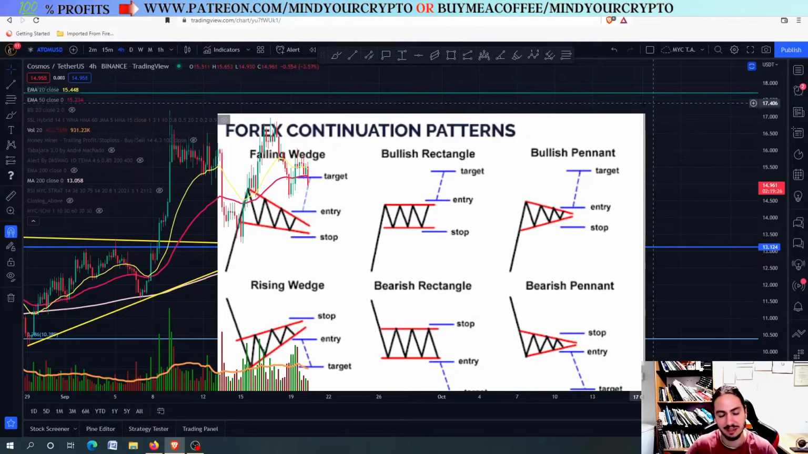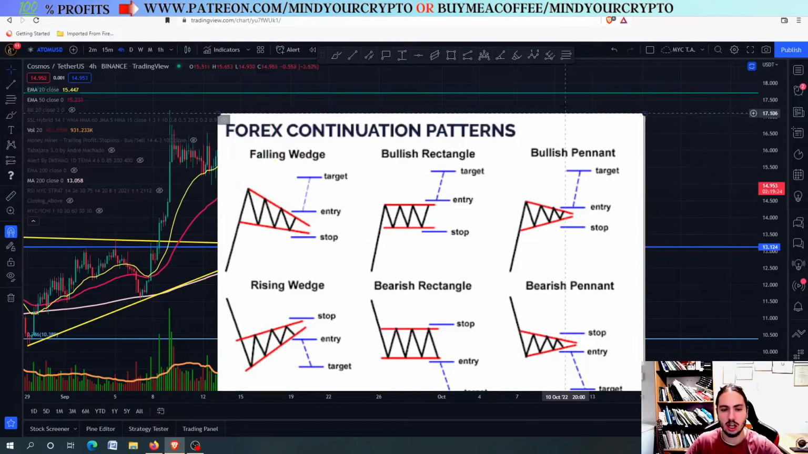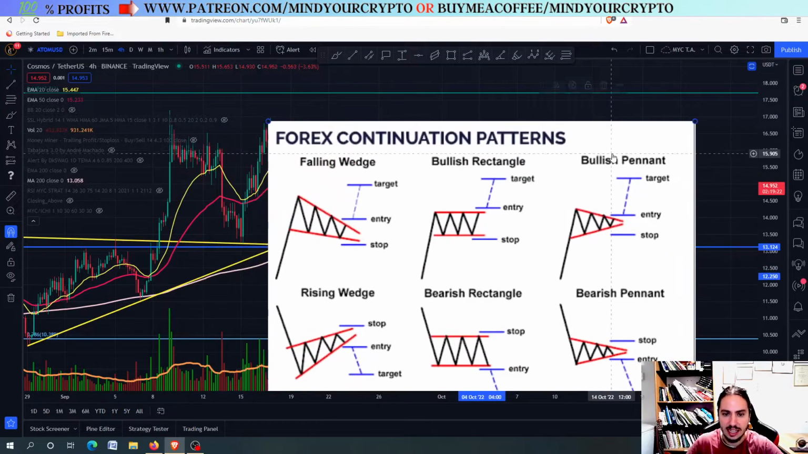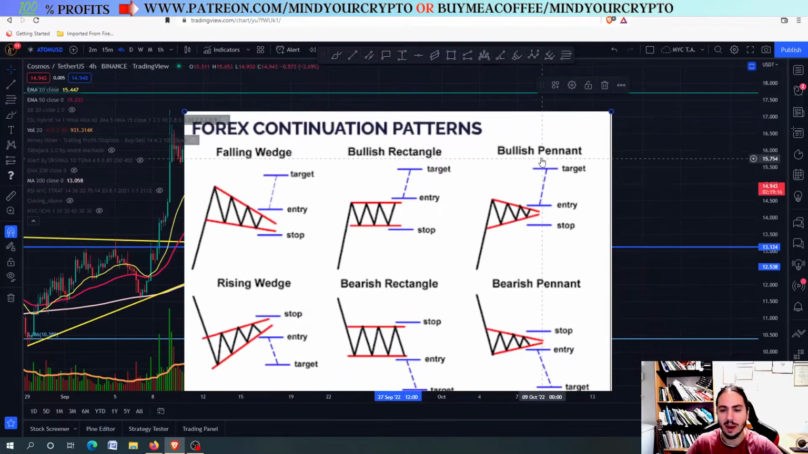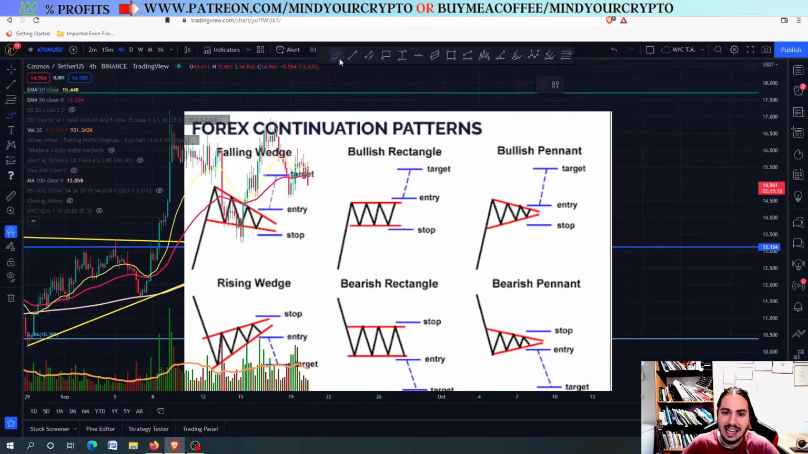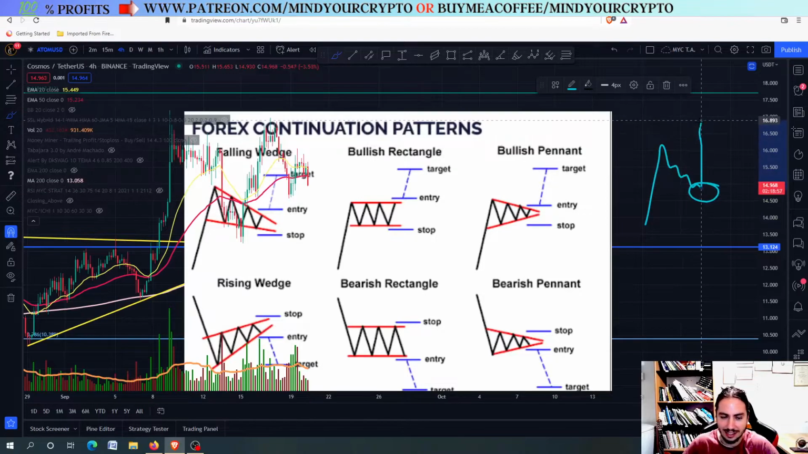First of all, I want to start with this one right here, okay? And the reason I'm doing that is because I want you to understand what is the falling wedge, what is the bullish rectangle, what is the bullish pennant. So a falling wedge comes after an uptrend. It has lower highs and lower lows. So the price is doing something like this, and then it goes a little bit further down, and there it is ready to go even higher.